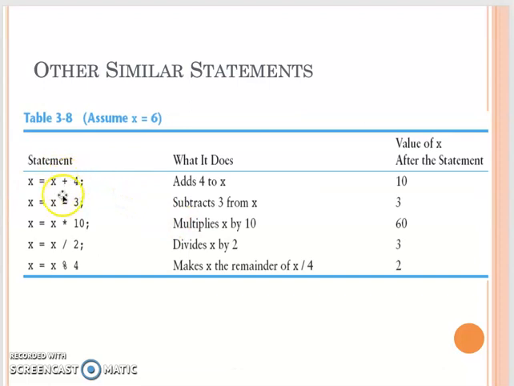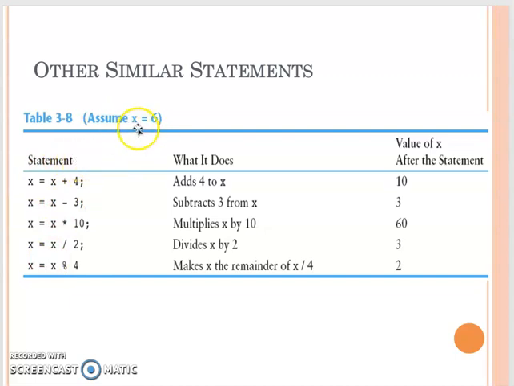Here you will see you can have more. Not only the earlier sum equal to sum plus 1, but here we also can increment x by 4, or decrement x by 3, or multiply x by 10 and then assign, or divide x by 2 and then assign, or take mod by 4 and then reassign x. They are all similar statements, and they can all update the original value of the variable.